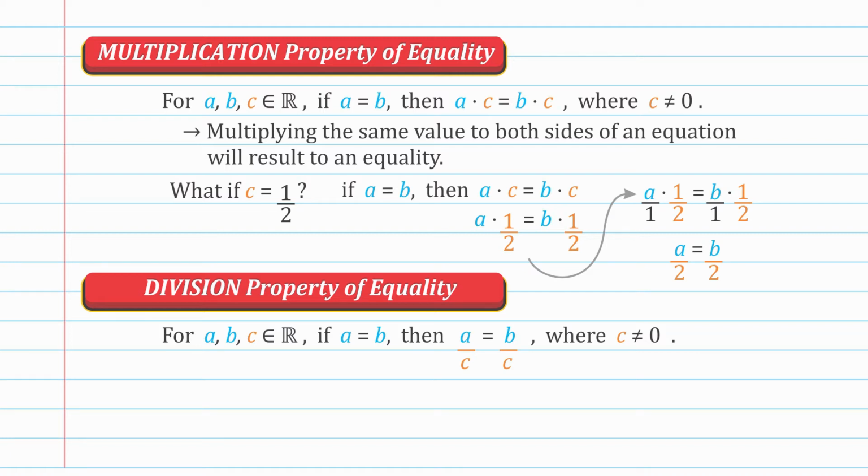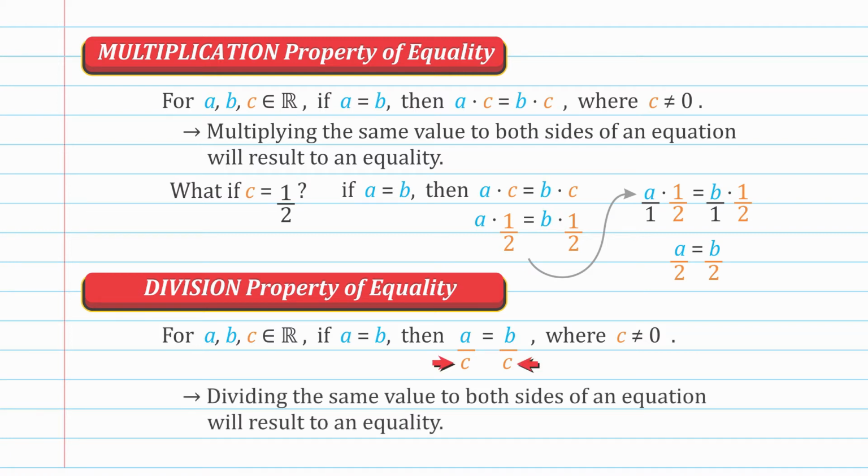Now, what does this mean? Dividing the same value to both sides of an equation will still result in an equality. Now, again, warning, C, the denominator, should not be 0. Of course, we know that that is the case because if C were 0, the left side and right side will be undefined. So again, the implication is, whether you multiply or divide, as long as you divide or multiply both sides of the equation by the same number, the left side would still be equal to the right side of the equation. Now we're ready to use these properties in solving for variables in linear equations.